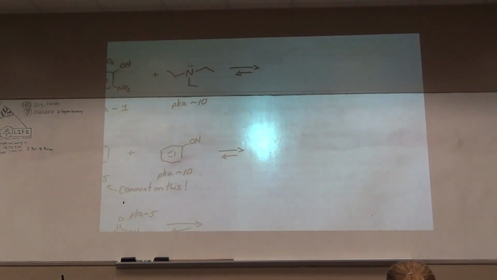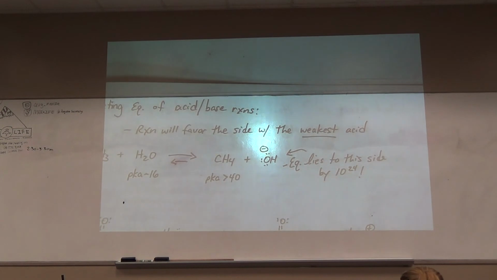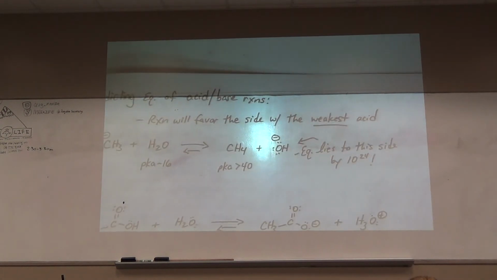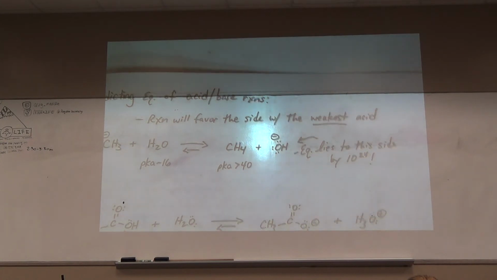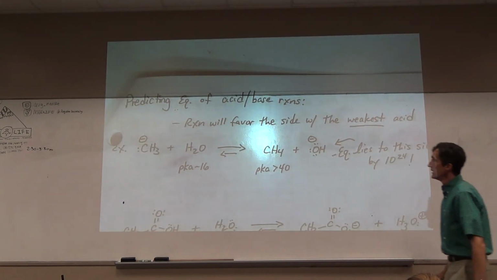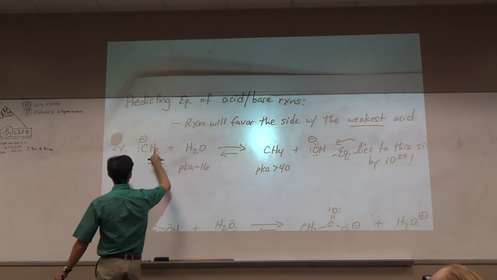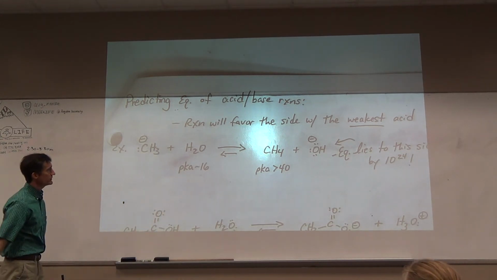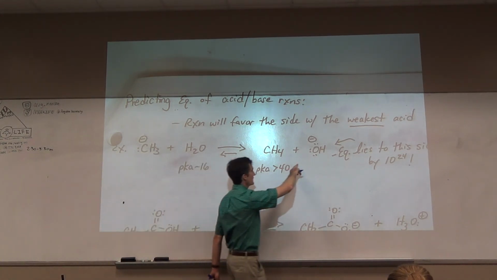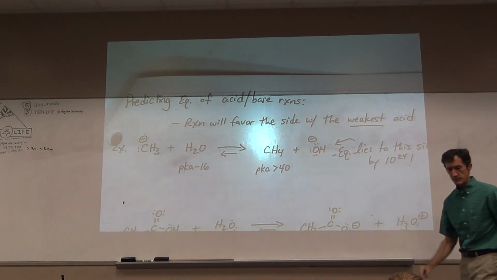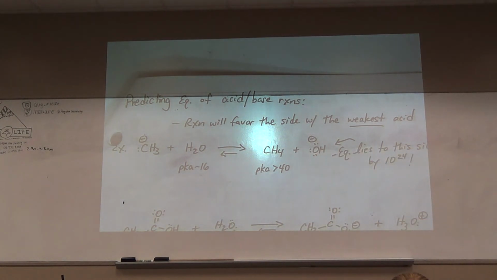Okay, predicting equilibrium of acid-base reactions. The reaction will favor the side with the weakest acid. I think we showed this acid-base reaction before. This carbanion plus water is going to give methane plus hydroxide. You should readily be able to show that outcome.